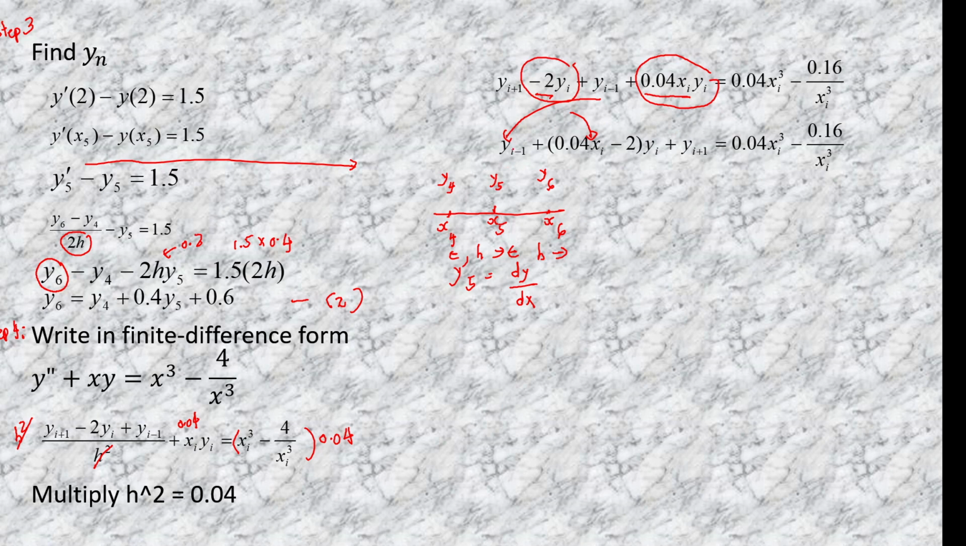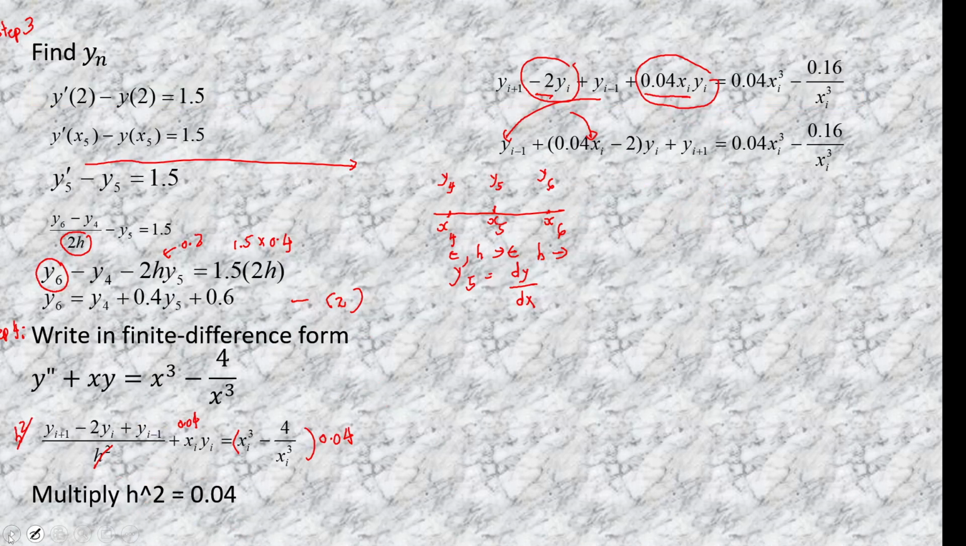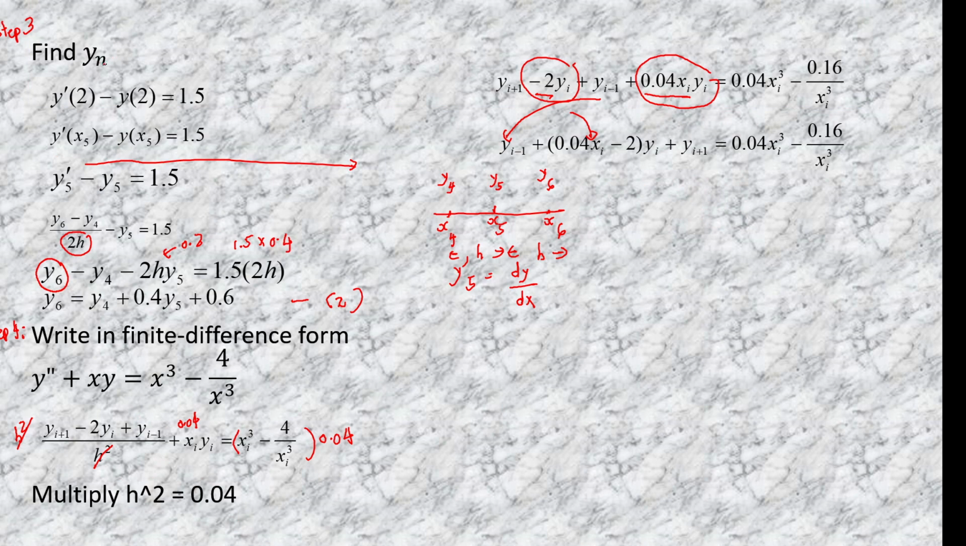To solve, you normally need to refer back to step 1. You need to substitute i from 0 up to 5, because you need to solve y naught up to y5. So far, any questions? I think the only extra steps are step 2, which finds y naught, and step 3, which finds yn. In this case it is y5. And step 4 is similar to the previous constant boundary condition.